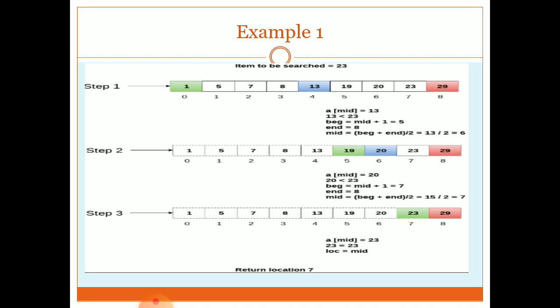So I apply the formula: beginning plus end divided by 2. So 0 plus 8 is 8, divided by 2 is 4. That means the middle element is at position 4. Now consider the item which I want to search, that is 23. So here I will compare 23 with 13.